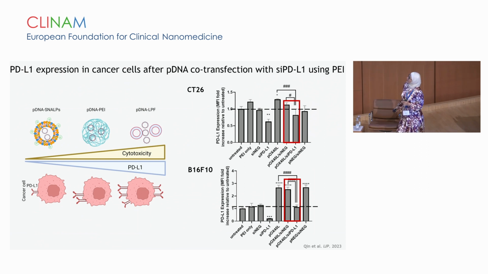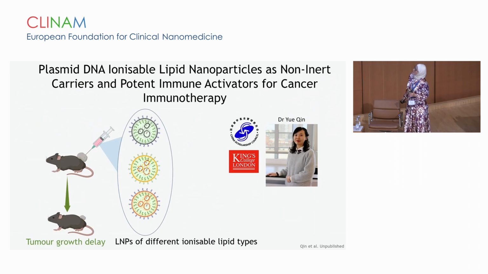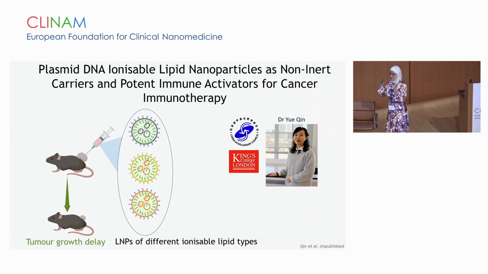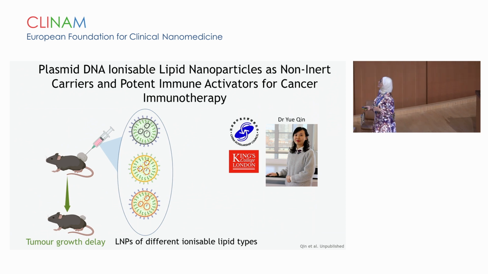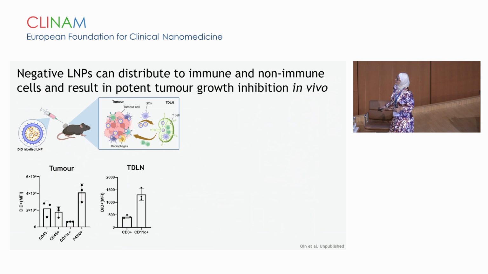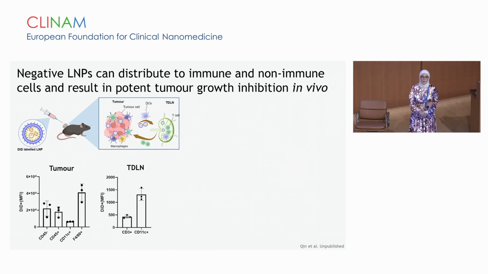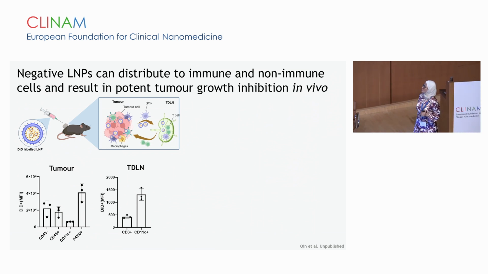Anyway, the main aim of Frida's project was really to go in vivo and induce cancer immunotherapy using a mixture of immune checkpoint blockade. So we went with in vivo studies knowing that the plasmid lipid nanoparticles have an effect on their own. They're non-inert and they're also potent immune activators. Initially, we looked at different types of nanoparticles, but this study was done with a KC2 lipid, and we profiled the uptake of the LNPs in the immune cells and the cancer cells in the tumor, but also the tumor-draining lymph nodes.